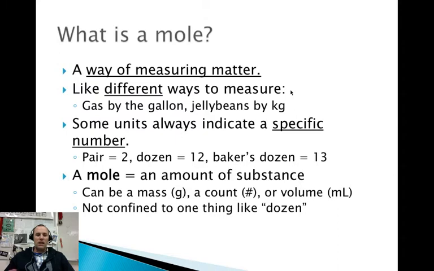If I said a pair, that's 2, a dozen is 12, a baker's dozen is 13. Those are confined to those numbers. But a mole can be more than one thing, and it depends upon what you're talking about, and that's what we'll see a little bit later on.